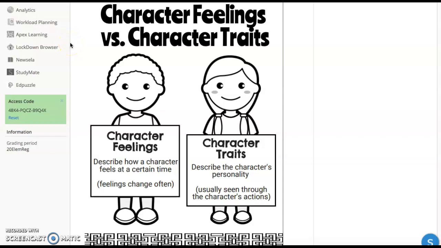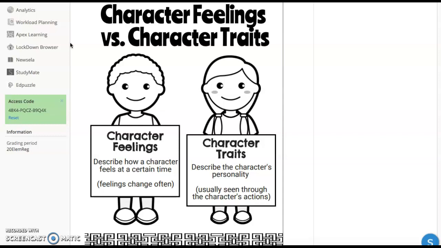Today we are going to be looking at the difference between character feelings and character traits. Character feelings describe how a character feels at a certain time, and feelings change often. Character traits describe the character's personality, and they are usually seen through the character's actions, not only their actions, but their thoughts and their words that they say too. And feelings can also play a part in that.